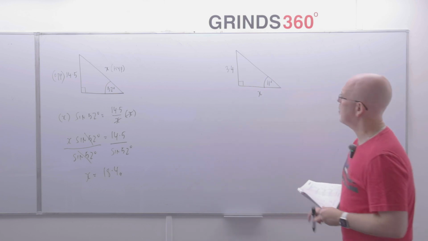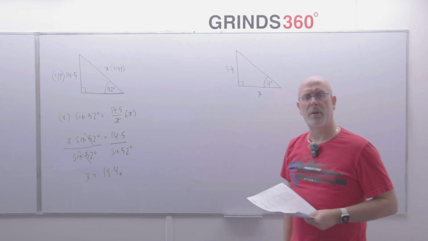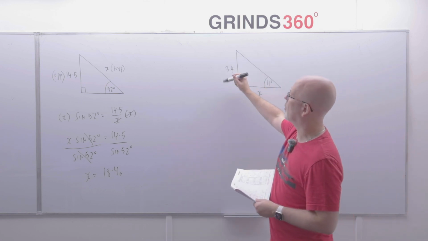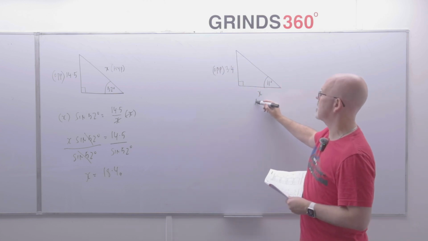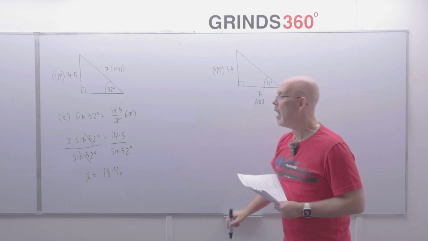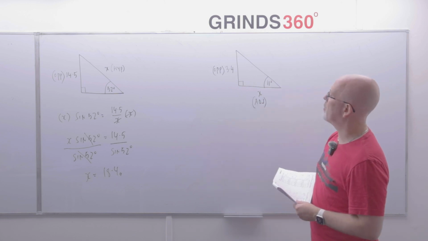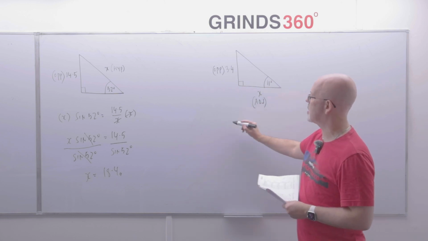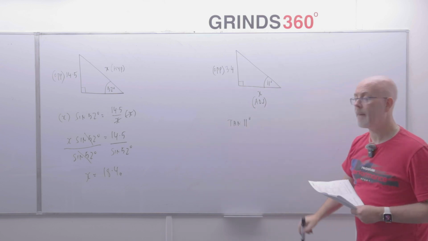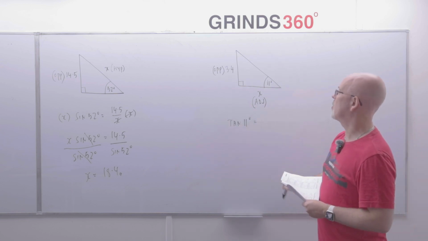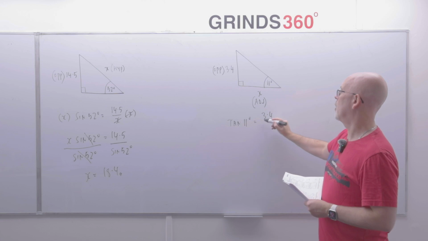And part 4, same idea. That's the hypotenuse. That's the one we're not using here. So opposite the 11 degrees, that's the 3.4. So that's the opposite there. And then that means x is the adjacent. And the ratio that uses opposite and adjacent is the tan ratio. So we can go with tan 11 degrees is equal to opposite over adjacent, which is 3.4 over x.